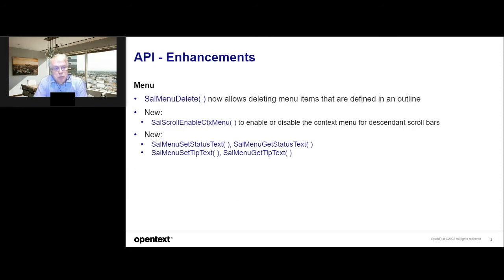So you can now delete menu entries defined in an outline during runtime by using MenuDelete. You can pass in the name of the menu or the ID of the menu, and then this menu will be deleted during runtime. Also new is ScrollEnableContextMenuScrollBar. So you can enable or disable the context menu scroll bar during runtime. And new also are MenuSetStatusText and GetStatusText if you choose a special menu item, or MenuSetTipText and GetTipText for a menu.